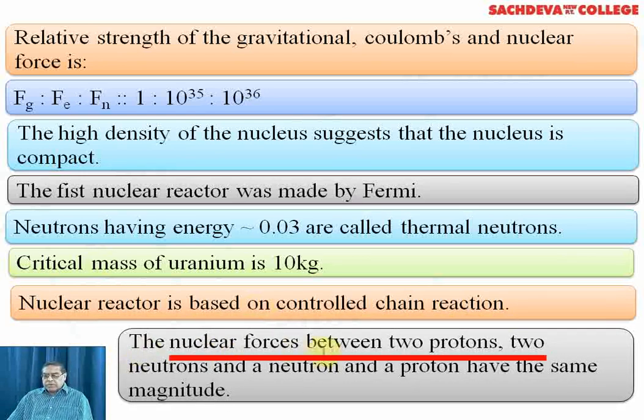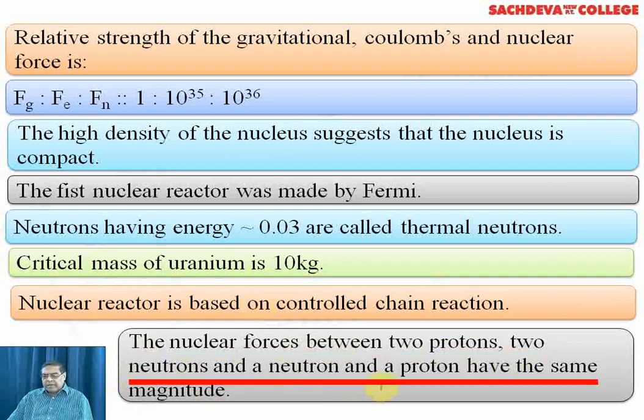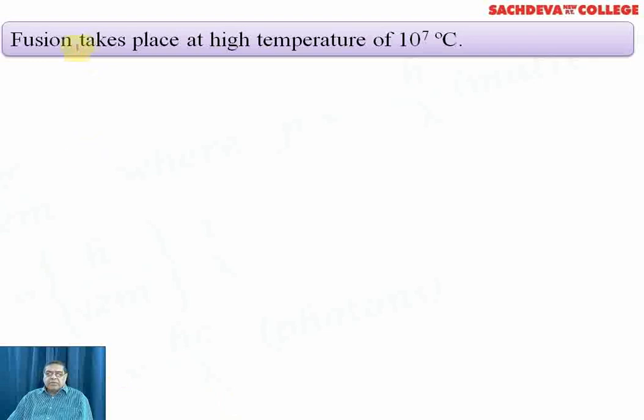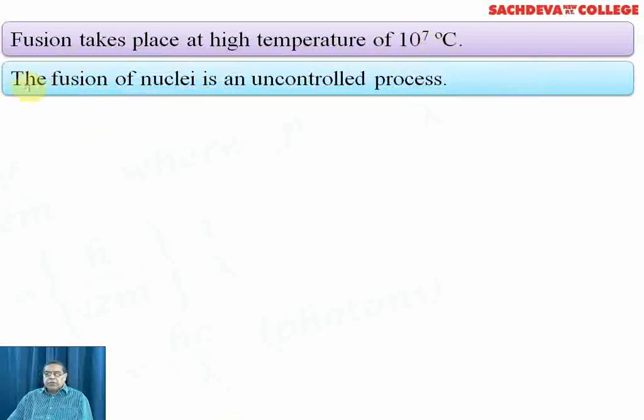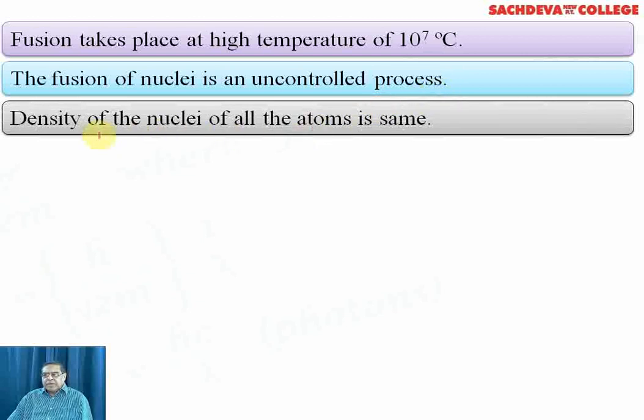The nuclear forces between two protons, two neutrons, and one proton and one neutron have the same magnitude. So pp forces, nn forces, and pn forces have equal magnitudes. Fusion takes place at high temperature, 10^7 degrees, maximum 10^8 degrees. Fusion of nuclei is an uncontrolled process. There is no reactor made for the fusion process.